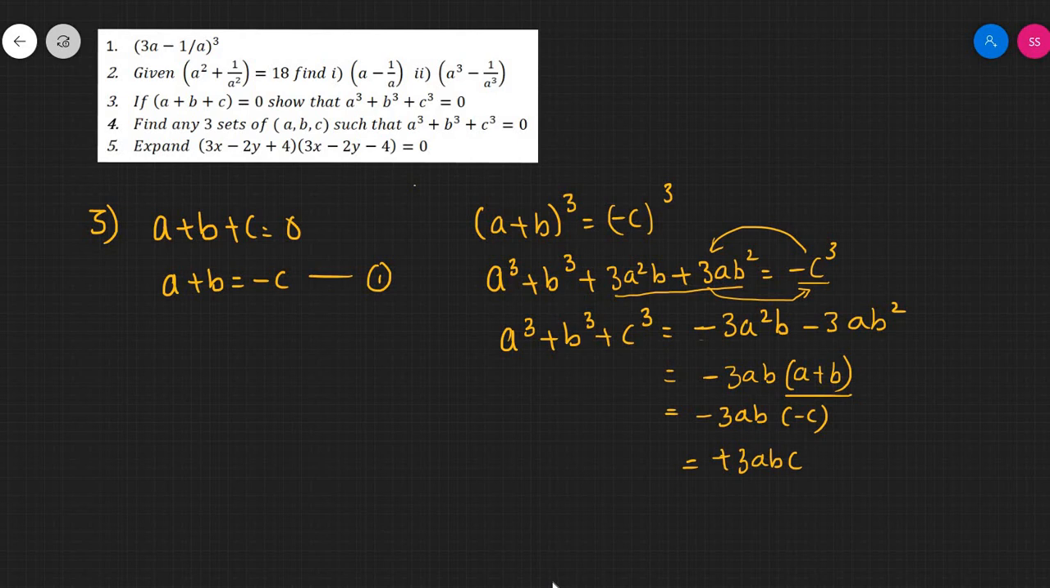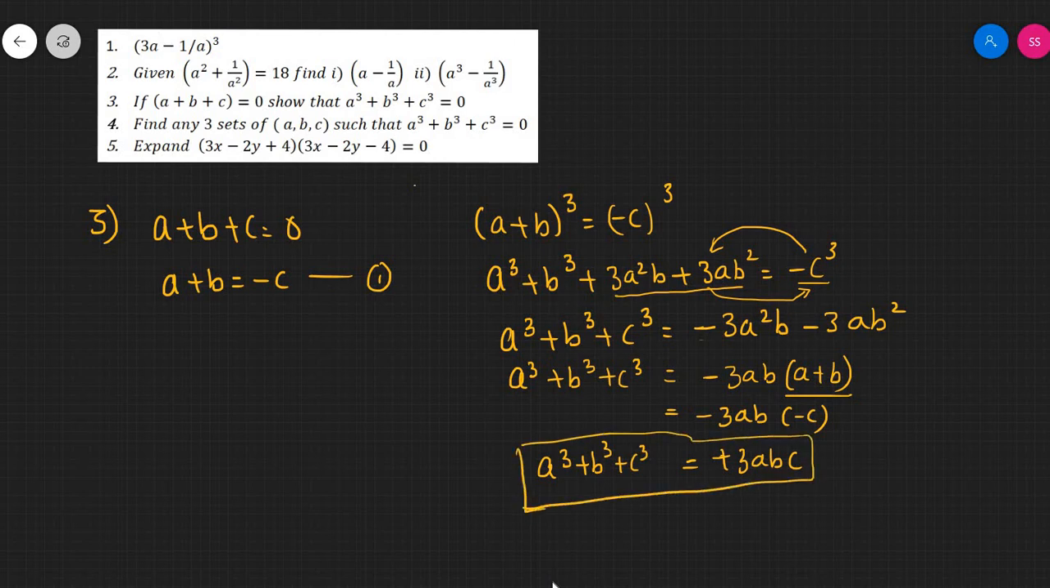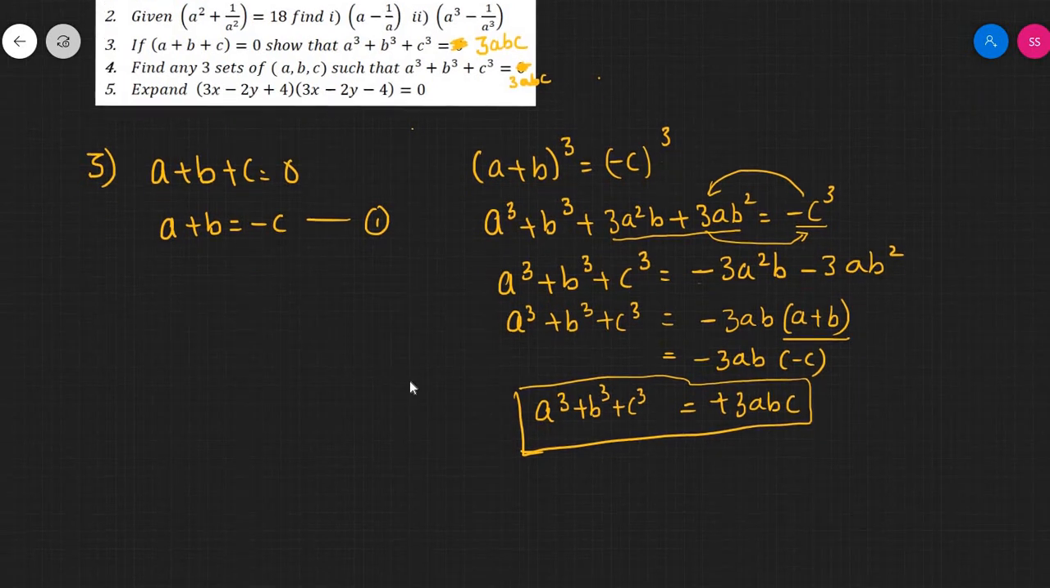So you get a cube plus b cube plus c cube is 3abc, given a plus b plus c is 0. Oh my god, there is a problem with this problem, so this is not 0, this is 3abc. Pardon me for the mistake. And even this one would be 3abc, right?